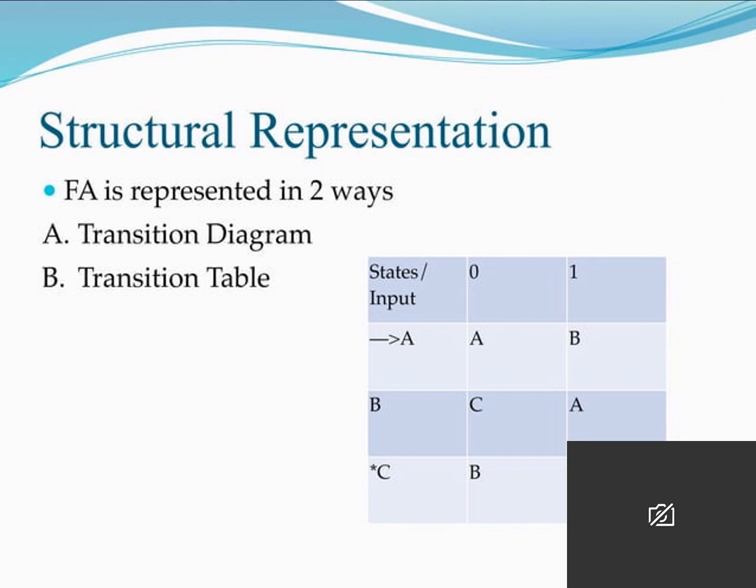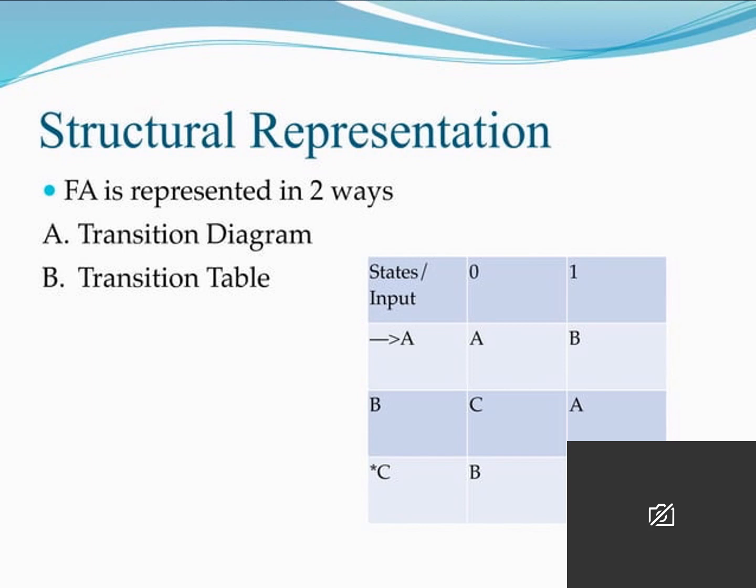The basic structural representation of a finite automata can be represented in two ways. One is the transition diagram and the second is the transition table. The previous example we have seen is the structure using the transition diagram, that is the state and arc circle diagrams, the state diagrams. The second is the transition table.